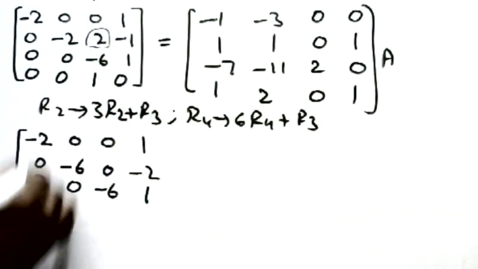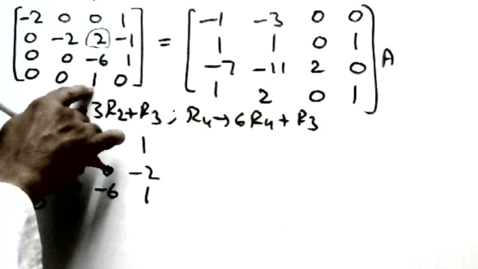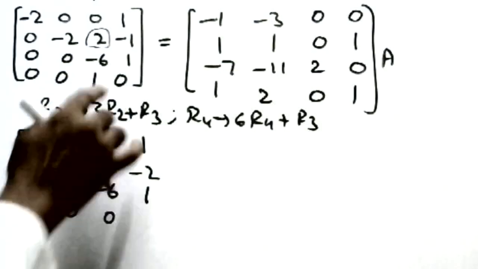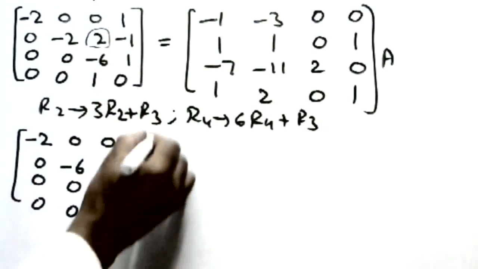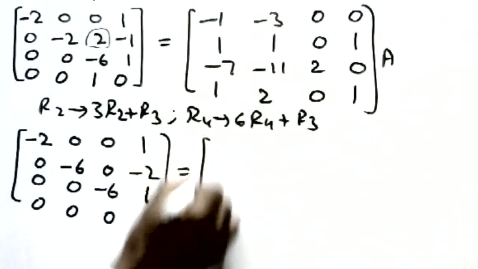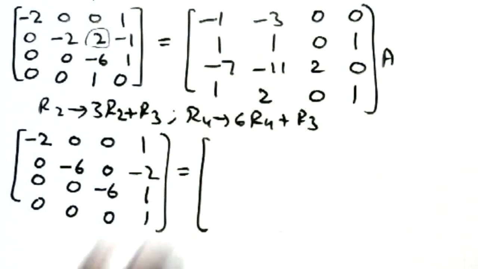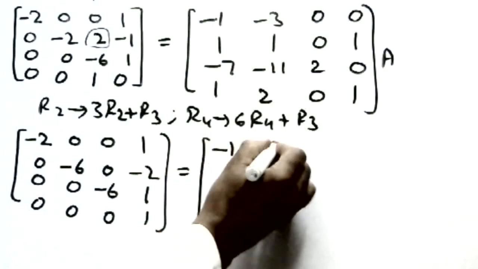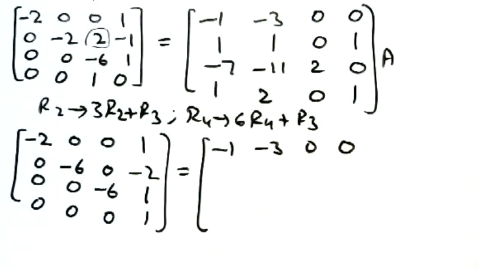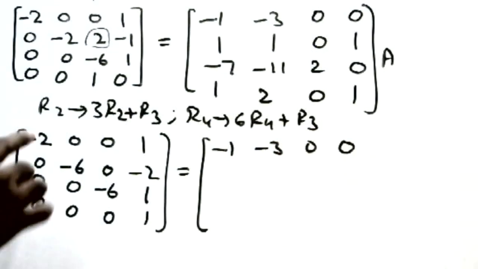Now we are changing R4, 6. Both are 0. No effect. Both are 0. No effect. 6 ones are 6. 6 minus 0 0. 6 zeros are 0 plus 1 1. In the same way, here also we have to do the same steps. We are not changing R1, minus 1, minus 3 0 0.